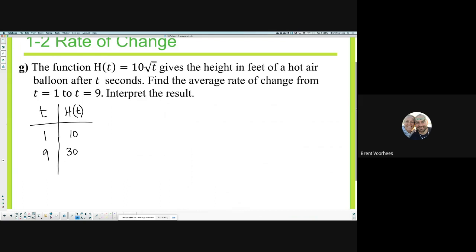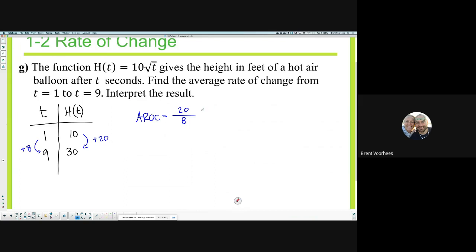Now here's what I want to do. What's the change in Y's? How much do we increase Y going from 10 to 30? 20. And how much do we increase by over here? So my average rate of change would be 20 divided by 8. That was 30 minus 10 is 20. 9 minus 1 is 8. Can 20 divided by 8 be reduced?